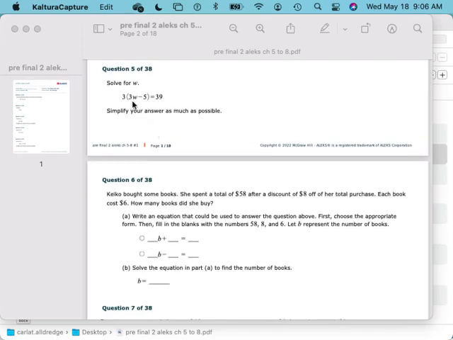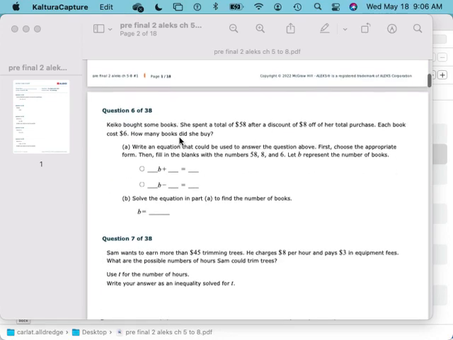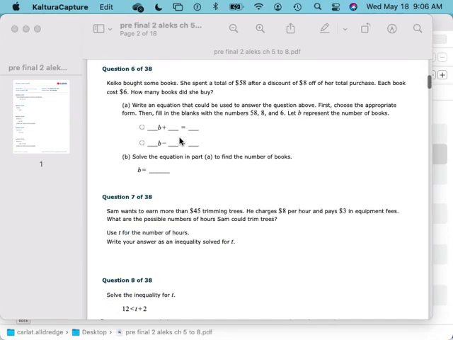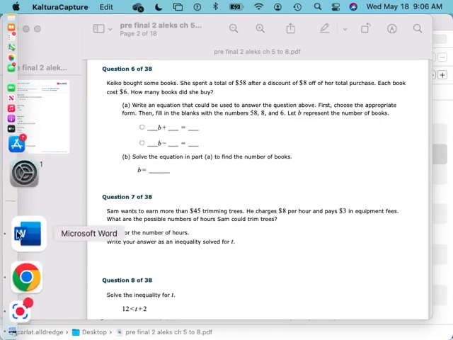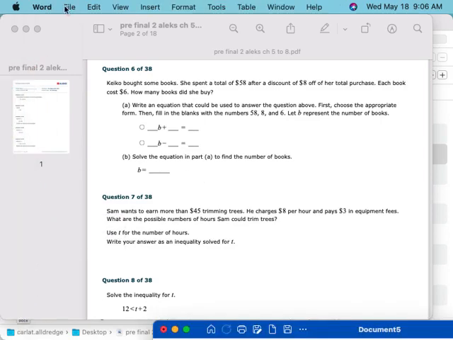Now, some of you would miss this one, so everybody watch. What do we have to do before we do anything else? Should we distribute this through? So 9W minus 15 equals 39, and then finish solving, right? We're on number 6 now. Okay, so I'm going to get a new sheet of paper.